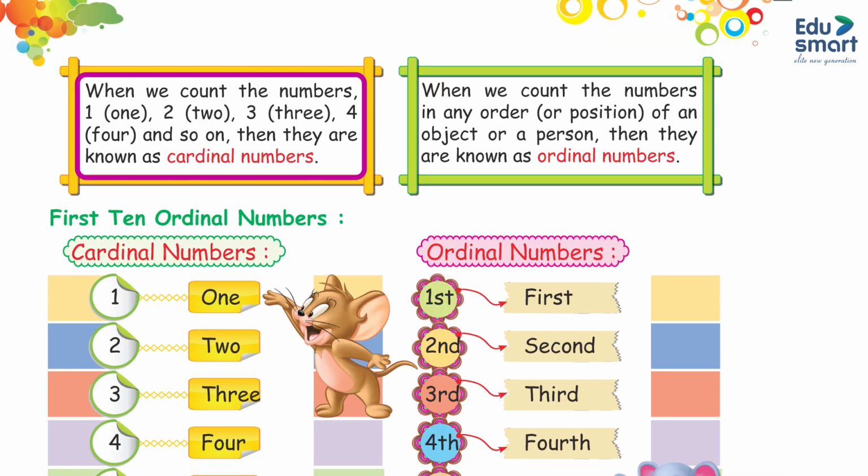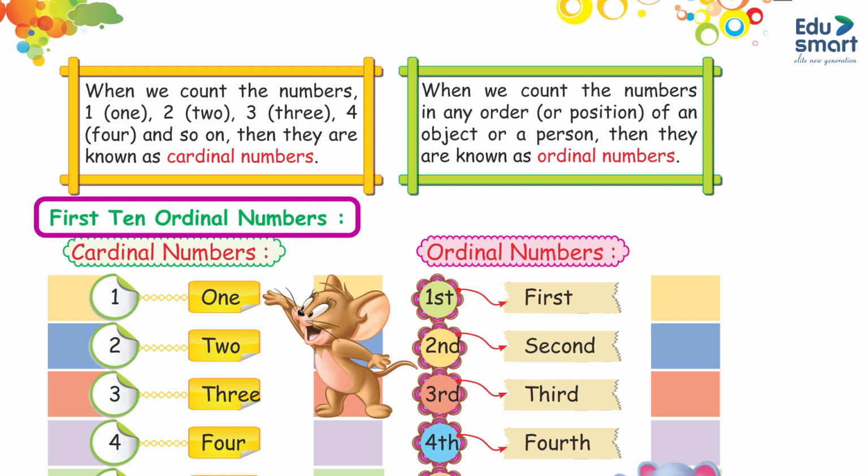When we count the numbers 1, 2, 3, 4 and so on, then they are known as cardinal numbers. When we count the numbers in any order or position of an object or a person, then they are known as ordinal numbers. First 10 ordinal numbers.